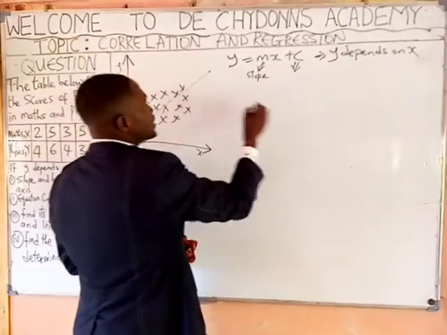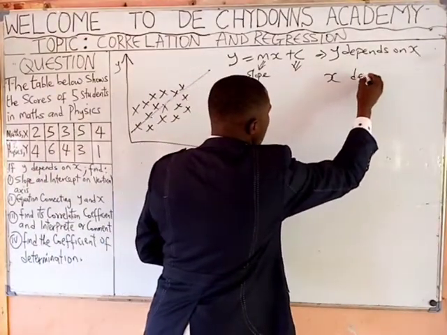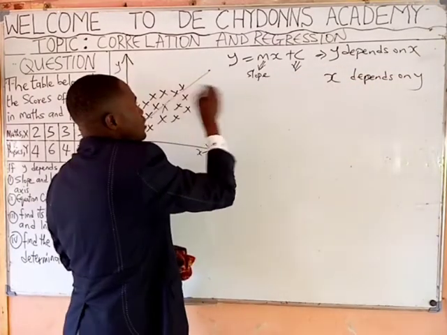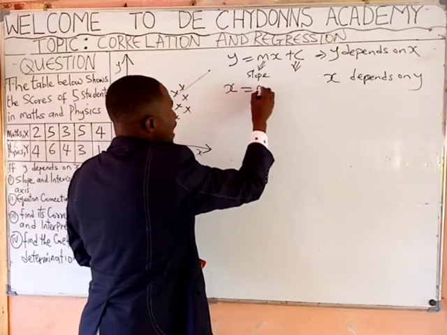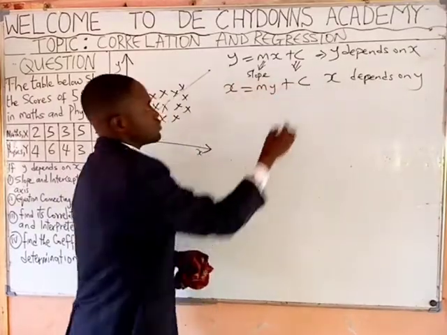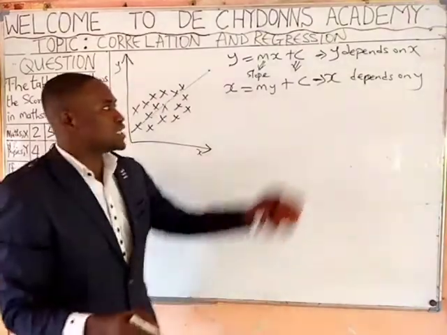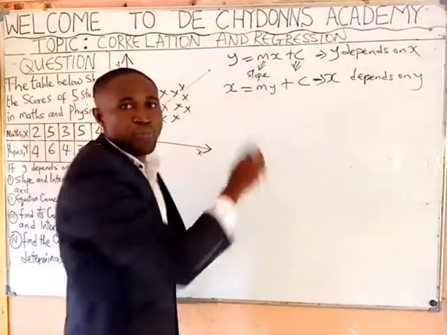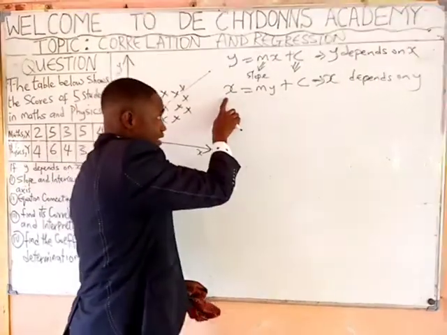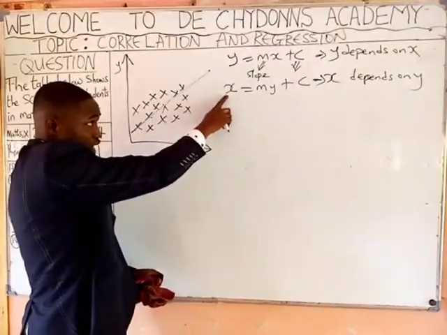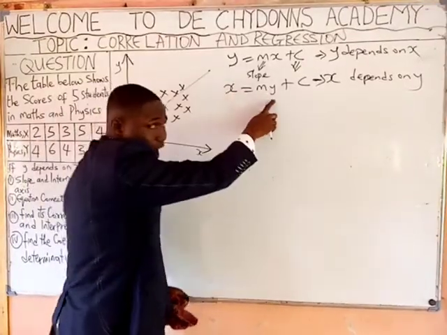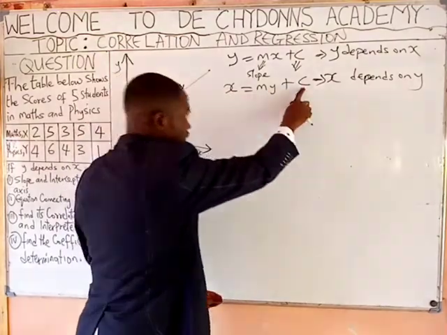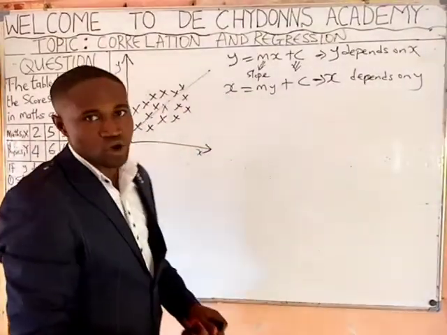Now, if it is the graph where x depends on y, the equation will be x equals my plus c. This is where x depends on y, x equals my plus c, where the graph will now be plotted x against y. Then m will be the slope, c will be the intercept on the vertical axis.